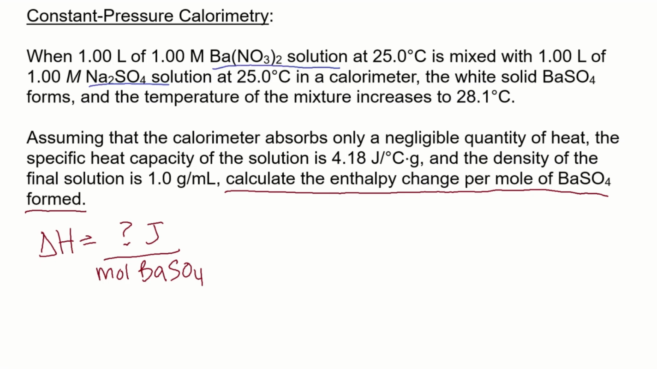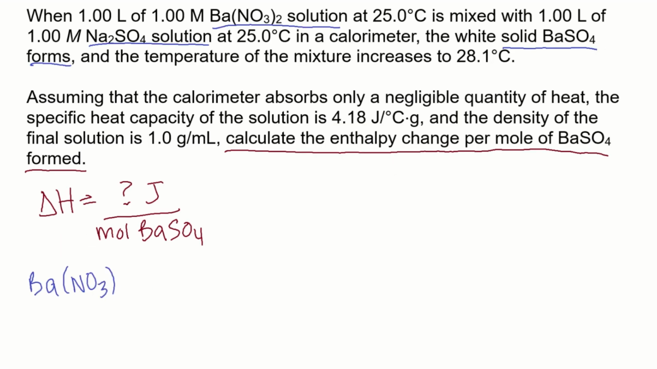We're mixing two solutions, and these solutions contain soluble ions. And we're told that one of the products is a precipitate of barium sulfate. So this looks like a classic double displacement precipitation reaction. So let's start with that. We have barium nitrate in solution mixed with sodium sulfate solution.